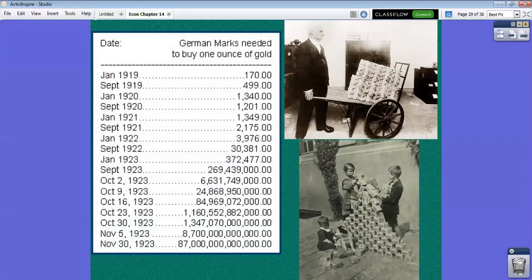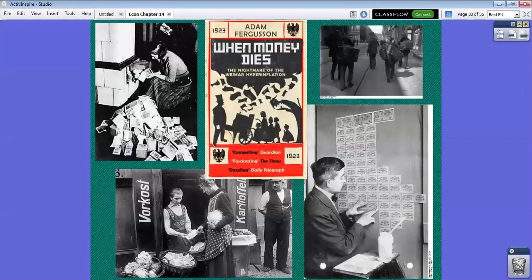People used wheelbarrows to take their money to the store to go shopping. Children played with bricks of money because it was cheaper to give kids bricks of money than to actually buy toys. Money was also burned as it was cheaper than buying any type of firewood or kindling.